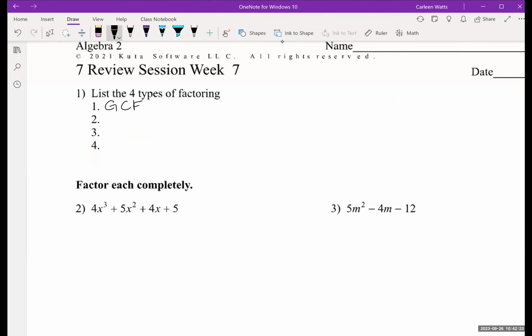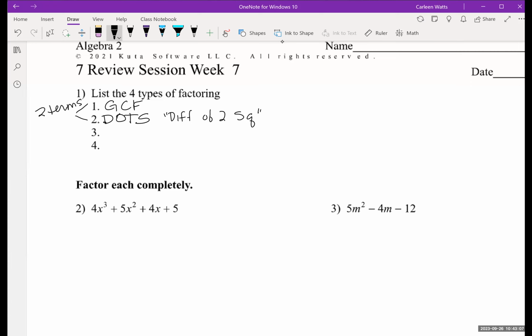Okay, but GCF overlaps the other ones because we should look for a GCF before we go on to the others. Number 2, difference of 2 squares. Okay, we'll talk about that. Now, these are if it has 2 terms. Okay, that's not true. GCF could be 2 terms, 3 terms, 4 terms, 5 terms. But if it has 2 terms, it can only be GCF or difference of 2 squares or not factorable.